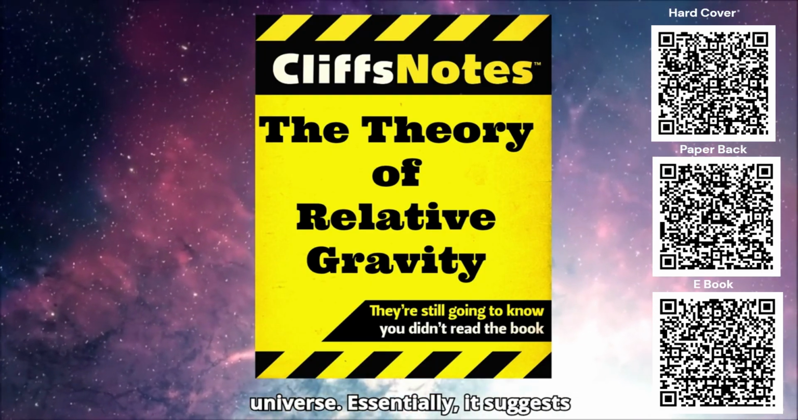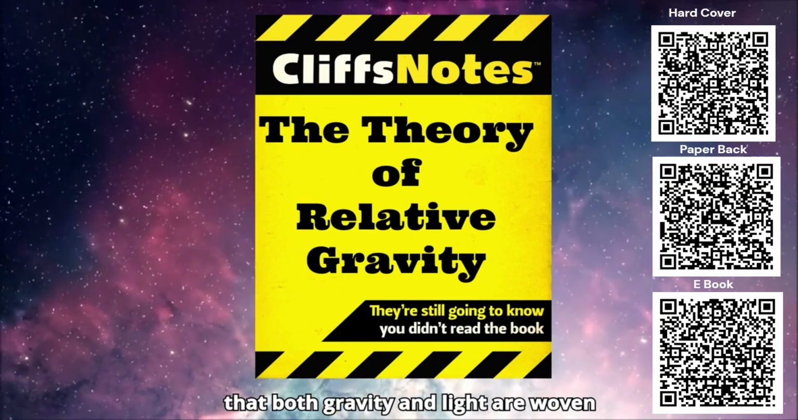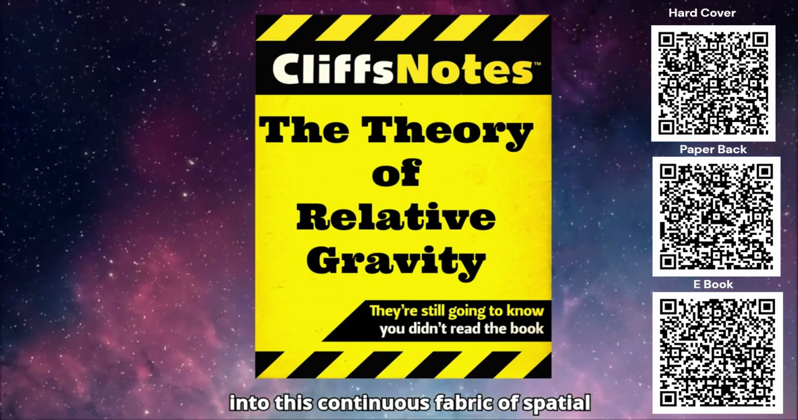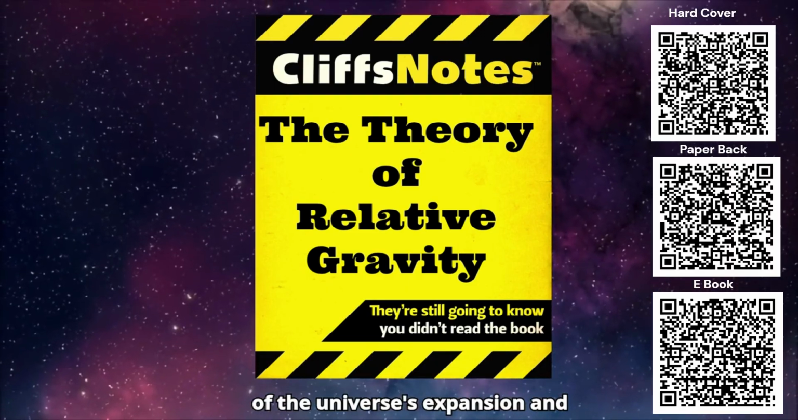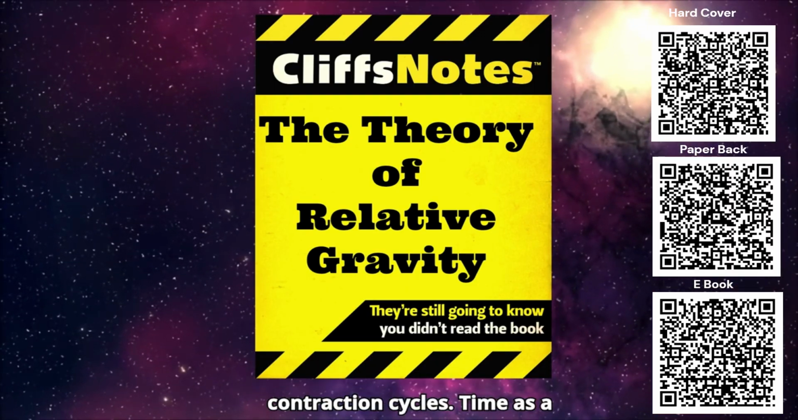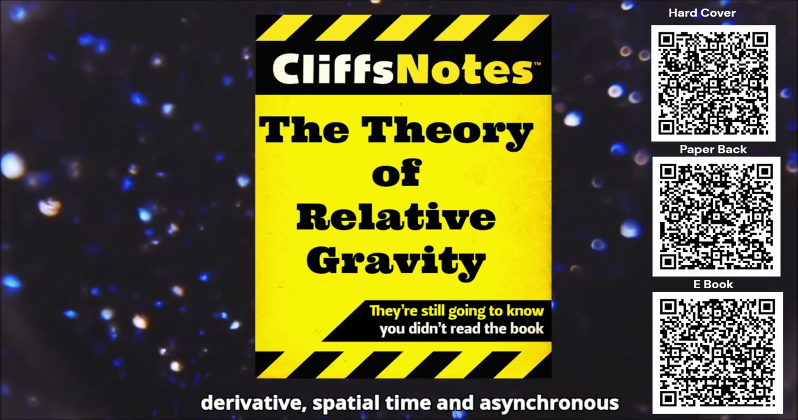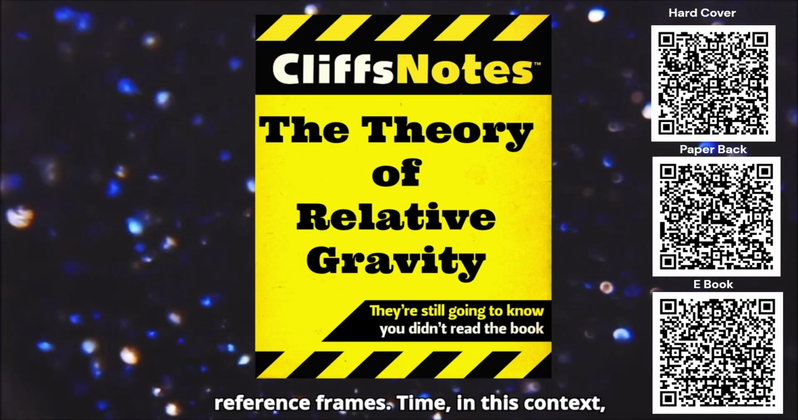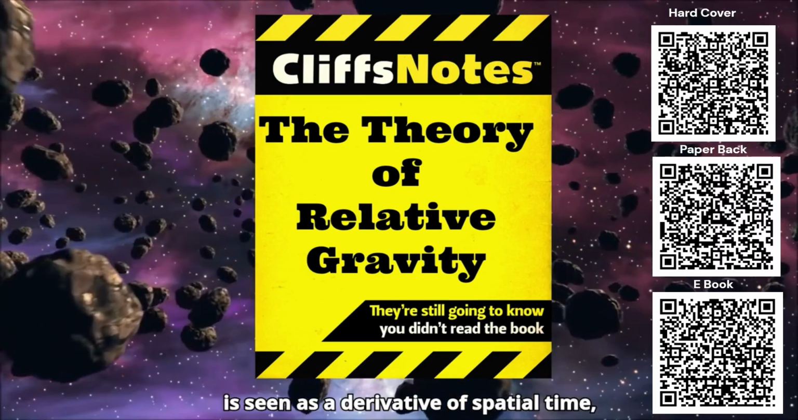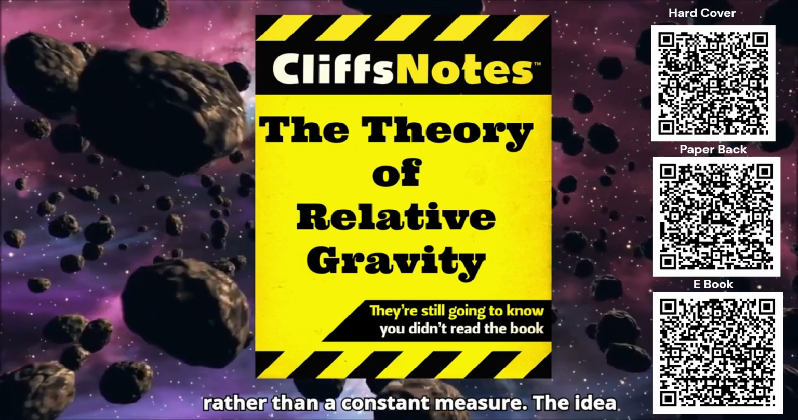Essentially, it suggests that both gravity and light are woven into this continuous fabric of spatial time, each influenced by the oscillations of the universe's expansion and contraction cycles. Time as a derivative, spatial time and asynchronous reference frames. Time, in this context, is seen as a derivative of spatial time, rather than a constant measure.